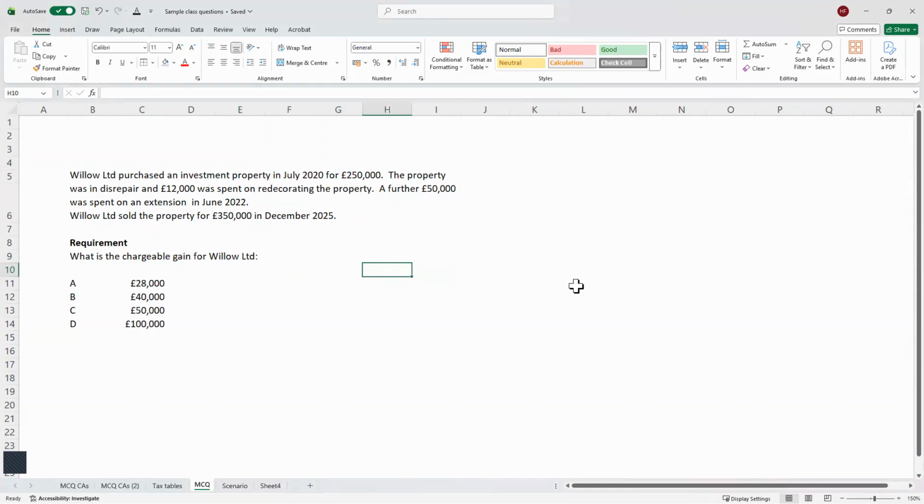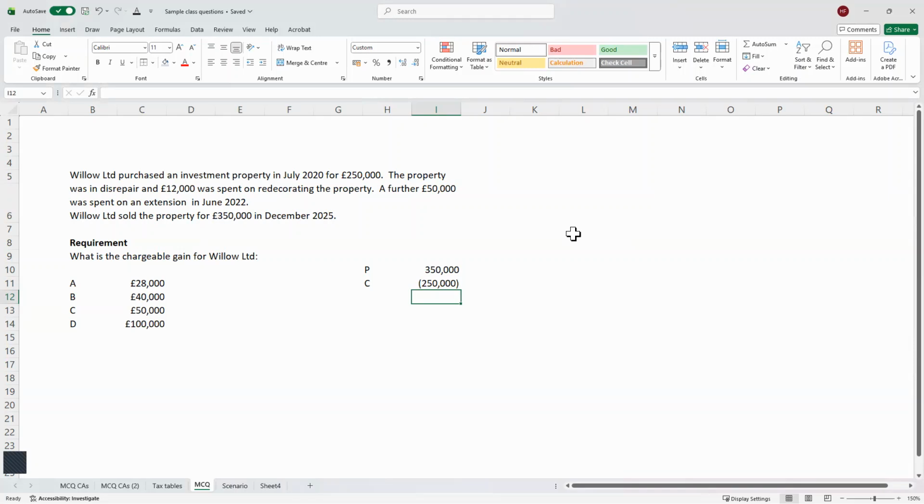So we've been asked to calculate the chargeable gain for Willow. So we know the chargeable gains calculation is proceeds. So the proceeds here, we are told £350,000. And then we can deduct the cost and any costs of acquisition or disposal. So we have the original cost of the asset here of £250,000, and then we need to consider whether any additional expenditure is deductible. So £12,000 was spent on redecorating the property.